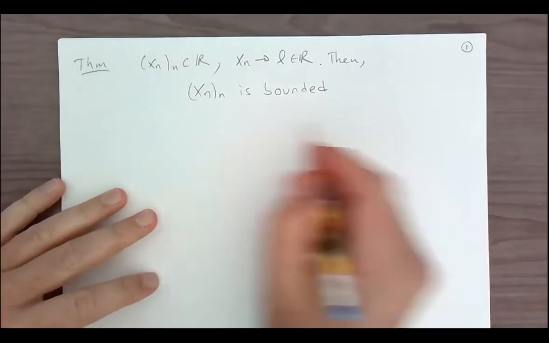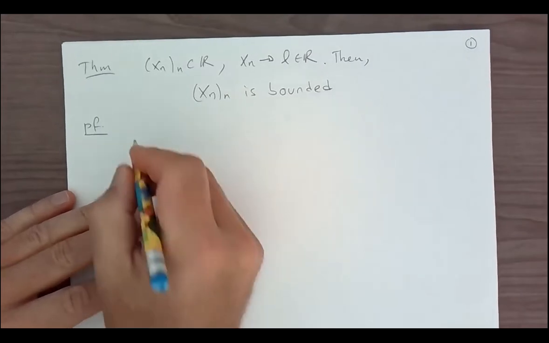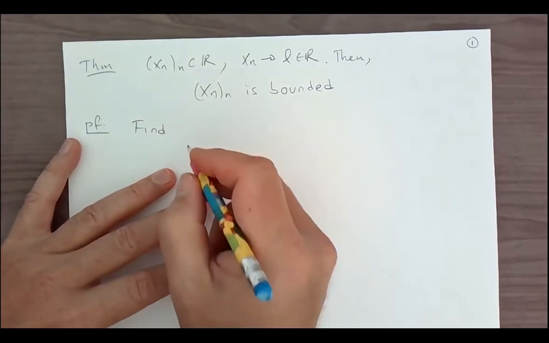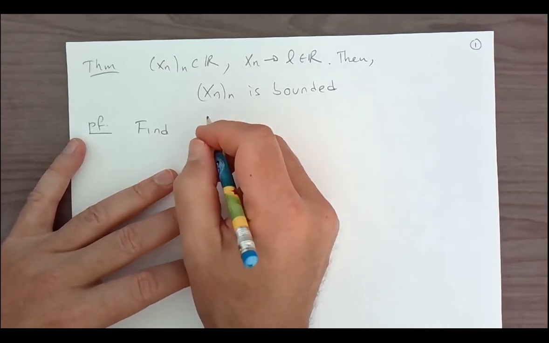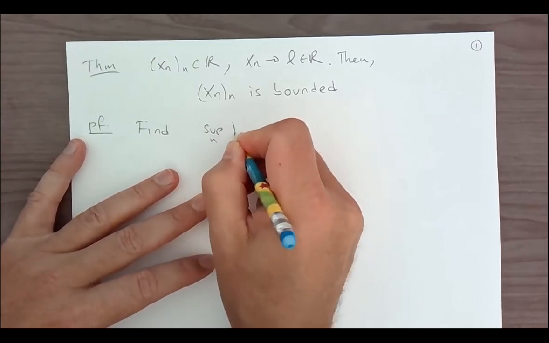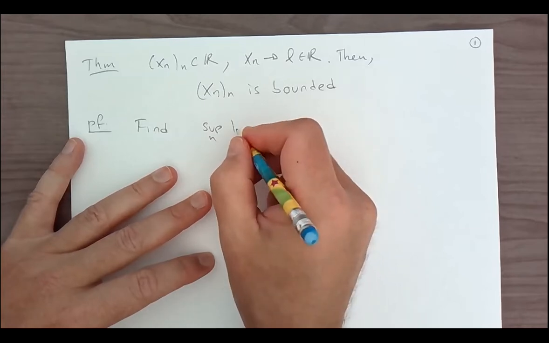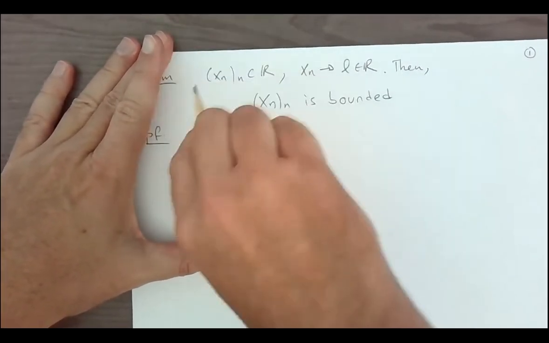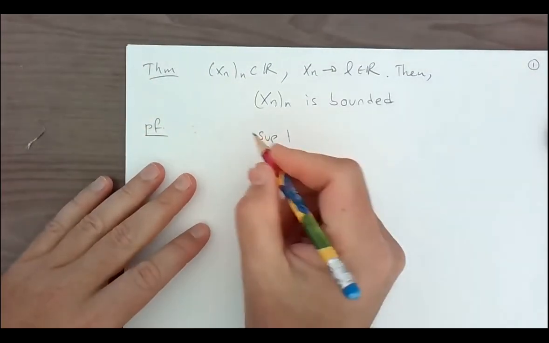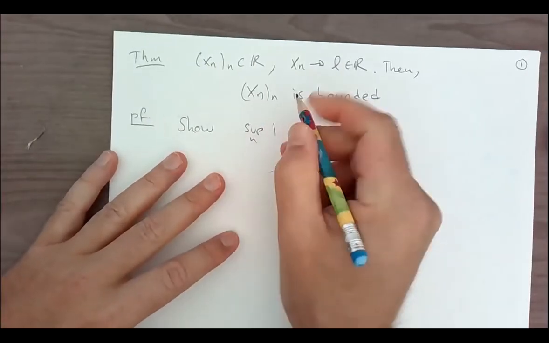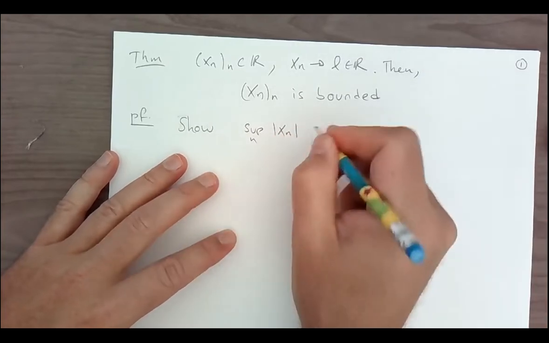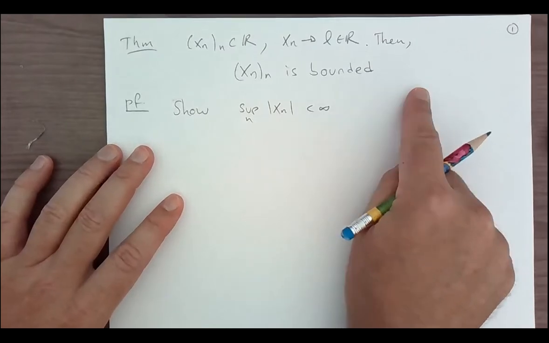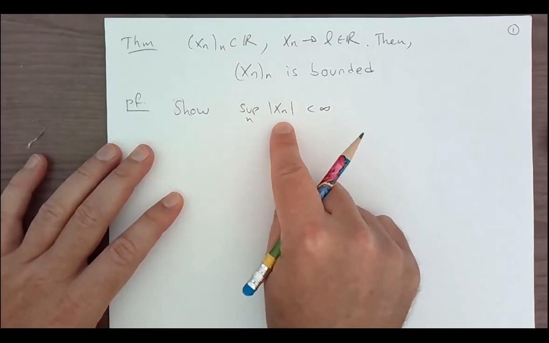And what does it mean to be bounded? Well, my job is to find a very large constant, a humongous constant, such that when I take the supremum, what we need to do is show that the supremum is finite. We want to show that the supremum of the absolute value of x_n is finite, right? Then you're bounded. Bounded here means both from above and from below, and this is ensured by taking the absolute value.